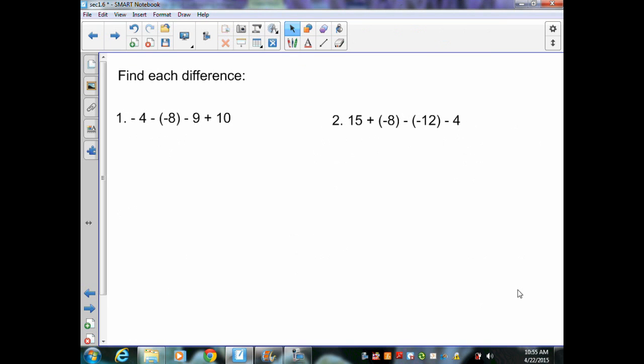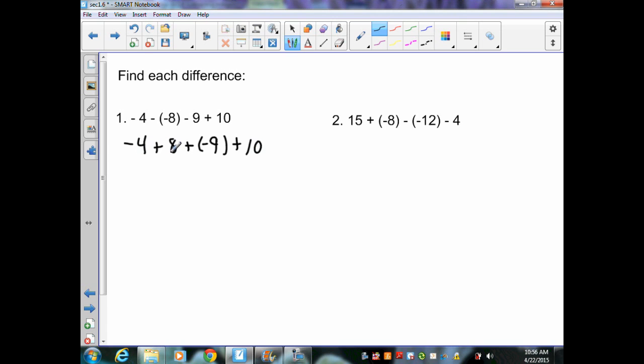Our next example, we want to find each difference. Let's look at number 1 here. And in these problems, since I have more than two numbers, I want to convert all the minus signs to plus signs, because remember, we're always using the addition rule as long as we're not multiplying or dividing. So I'm going to bring down the negative 4. This is a double negative. The double negative would go to a plus 8. The minus, that's a minus 9. That would convert to a plus, but make that a negative 9 and plus 10. So now I've changed everything to addition. Now I apply the addition rules. Like I said, if we're not multiplying or dividing, we're always applying the addition rules.